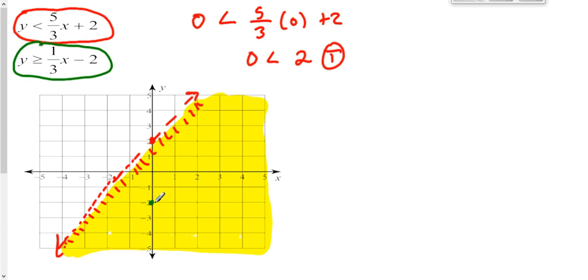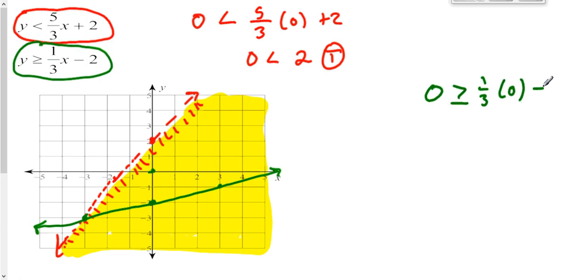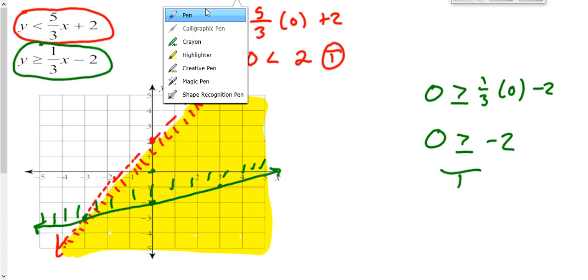Starts down 2, and then goes up 1, right 3. Up 1, right 3, can't do that, so down 1, left 3, right there. It's a solid line, like this. Once again, I'm allowed to pick 0 as our test point. 0 is greater than or equal to 1/3 times 0 minus 2, so is 0 greater than or equal to negative 2? That is true. We would shade above this. So then, using just the lines, you see where the 2 areas would shade, and you'd be right here.